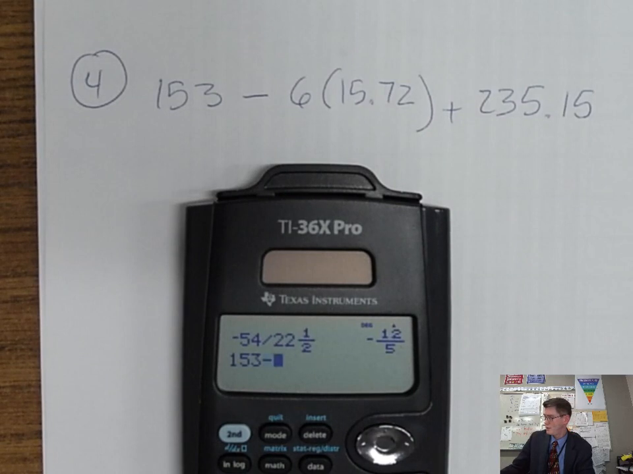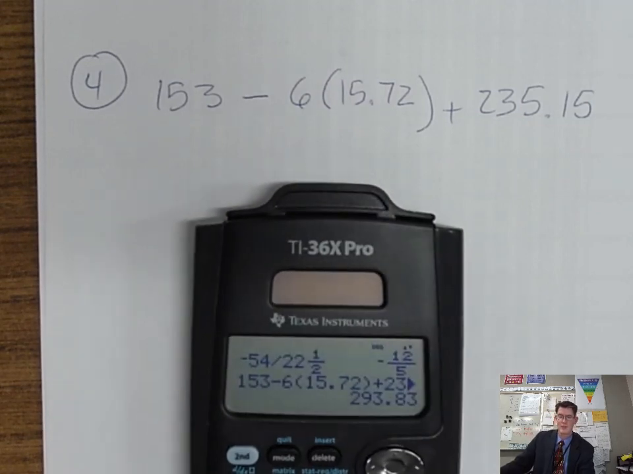You're going to subtract off 6 times. We've said when a number is right next to the other number, it means multiply. And then you're going to add on 235.15. And by doing that, you'll get the balance. And there's the balance. There's another example.